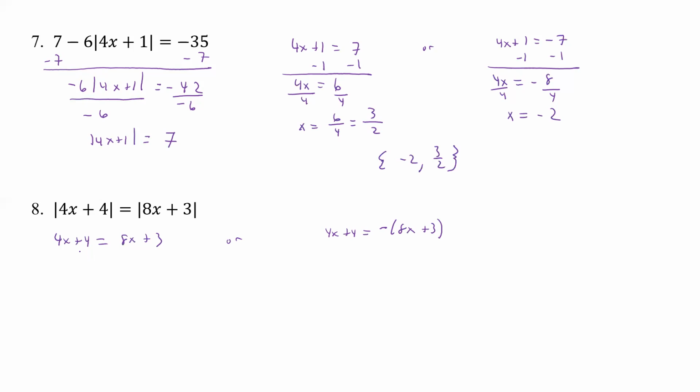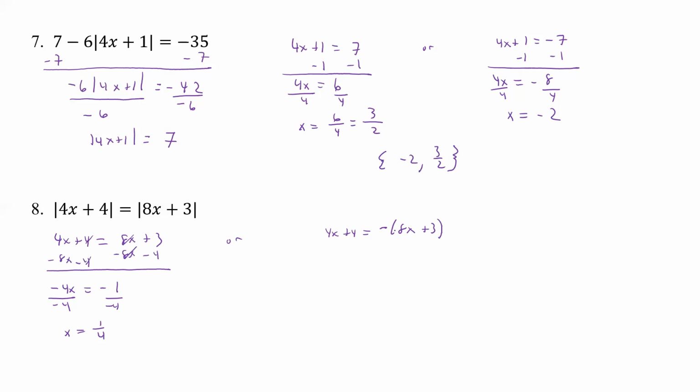And so when we do that, what do we have? Well, we subtract 4, and here we can say subtract 8. We're going the opposite direction this time. So those are gone, those are gone. So we have 4x minus 8x is minus 4x. 3 minus 4 is negative 1. Divide by negative 4. X equals 1/4.